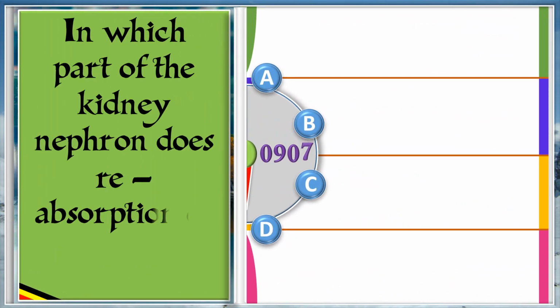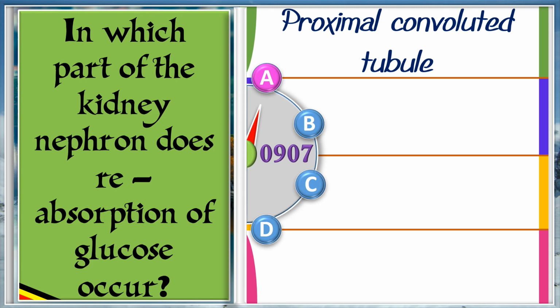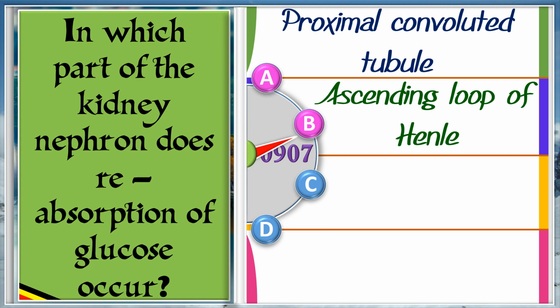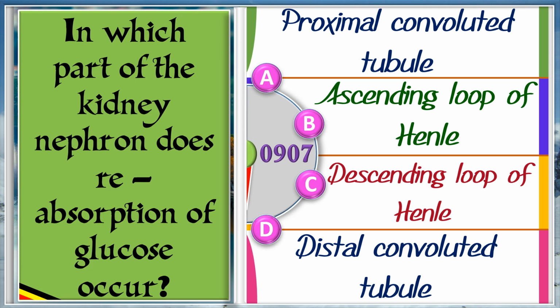In which part of the kidney nephron does reabsorption of glucose occur? A. Proximal convoluted tubule. B. Ascending loop of Henle. C. Descending loop of Henle. D. Distal convoluted tubule. And the answer is A. Proximal convoluted tubule.